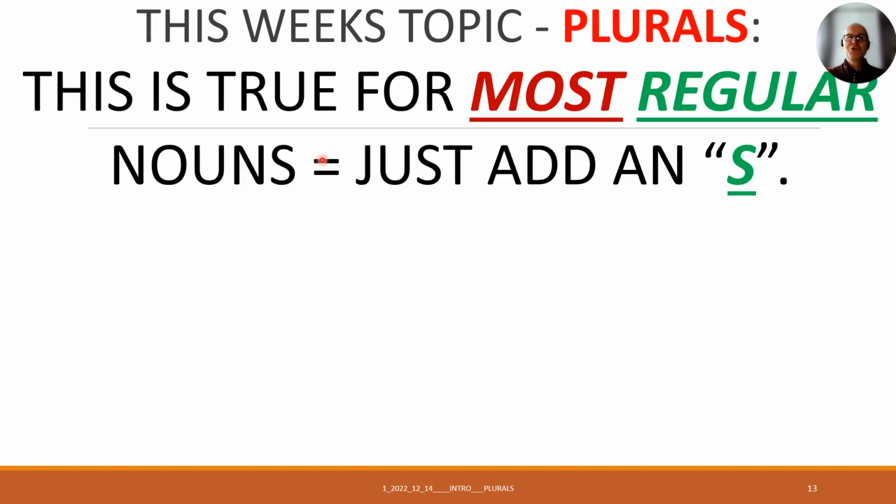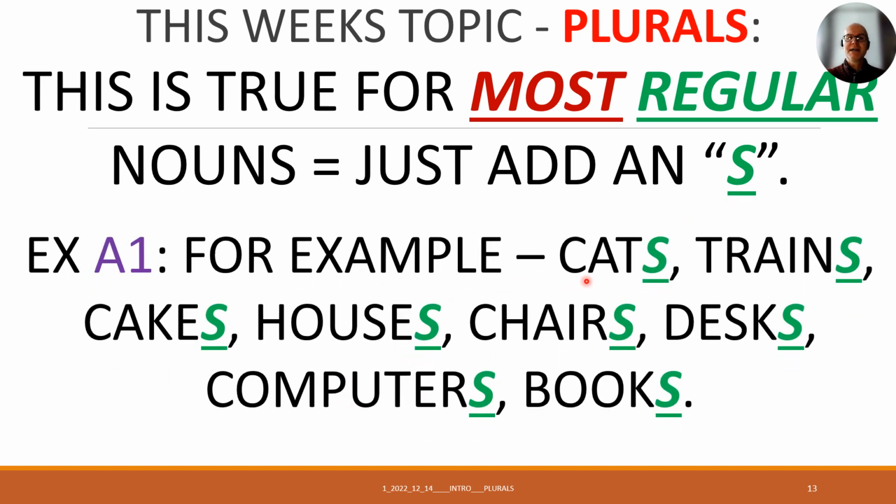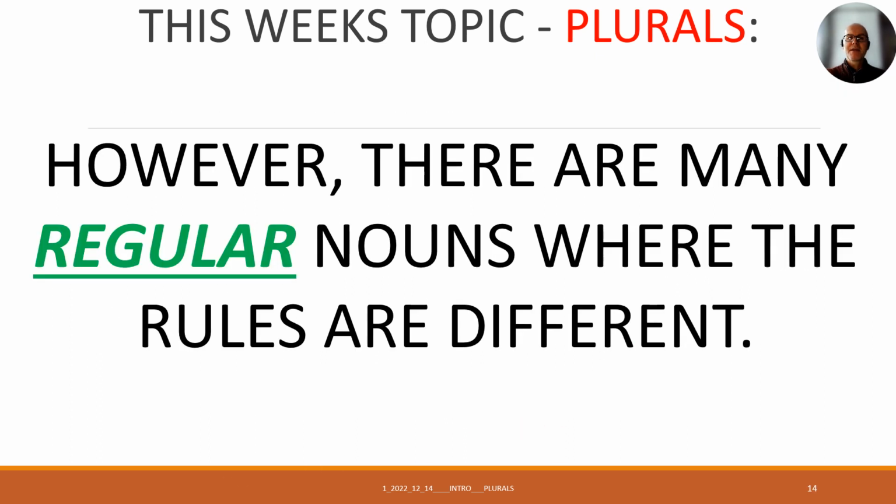This is the rule which is true for most regular nouns. You just add an S to the end of the singular noun. For example, cat becomes cats, train becomes trains, cake becomes cakes, house becomes houses, chair becomes chairs, desk becomes desks, computer becomes computers, and book becomes books. However, there are many regular nouns where the rules are different.